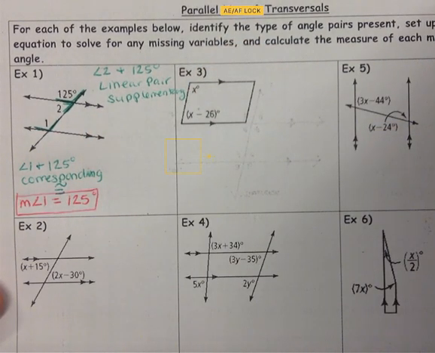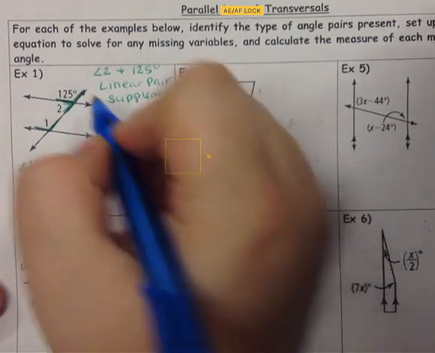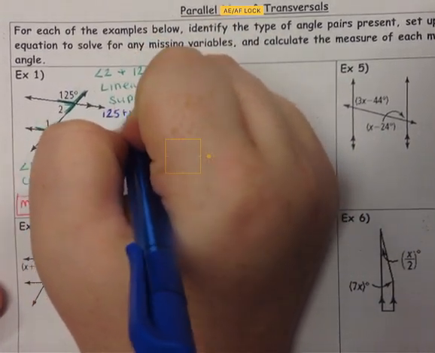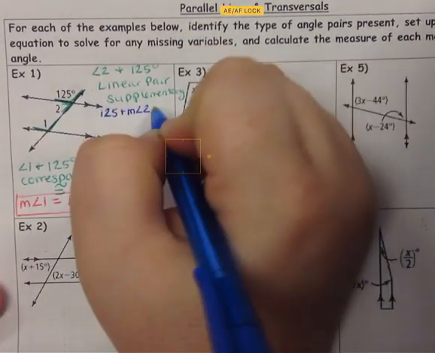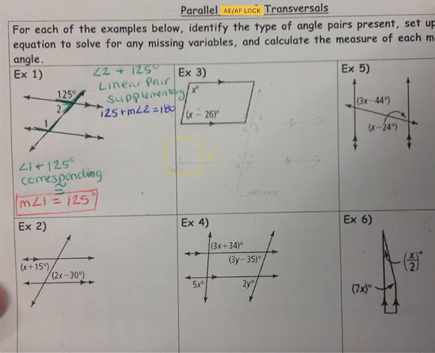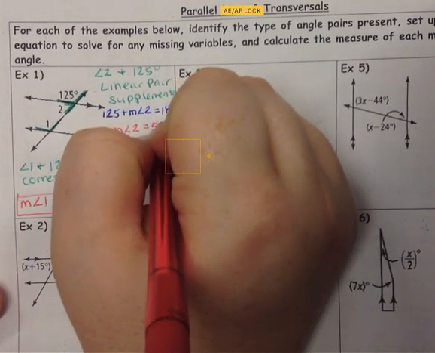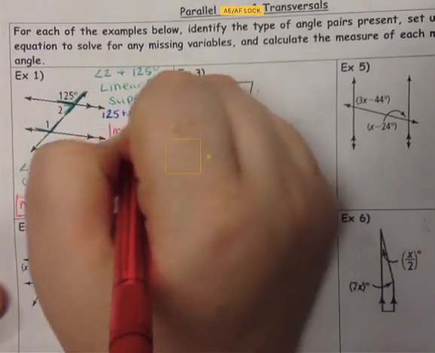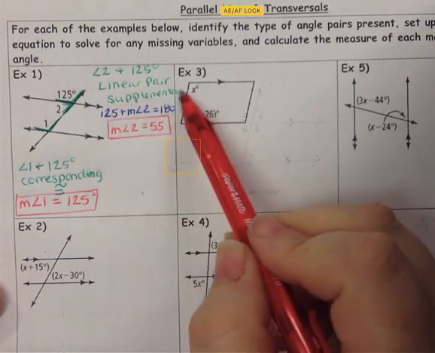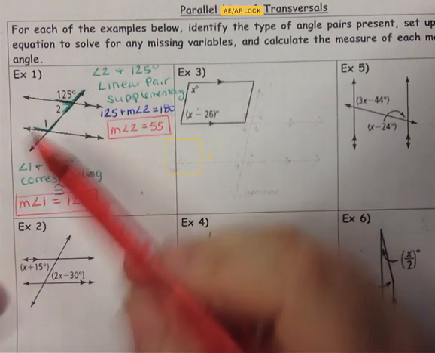Supplementary means 2 angles, no more, no less, that add up to 180 degrees. So my 2 angles are 125 degrees plus the measure of angle 2, because I don't know what it is, equal to 180. So if you subtract the 125, you get that the measure of angle 2 is equal to 55. We have both of our missing angles. We found the relationship between them, we found the numerical relationship between them, we set up an equation if needed, and we solved for all the missing angles.